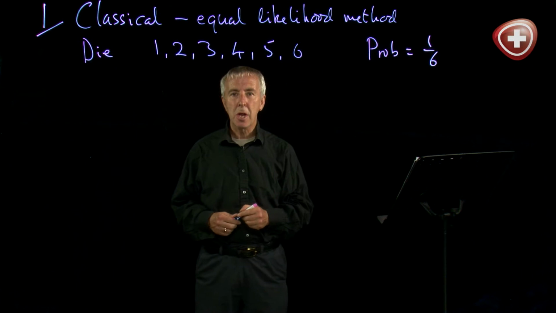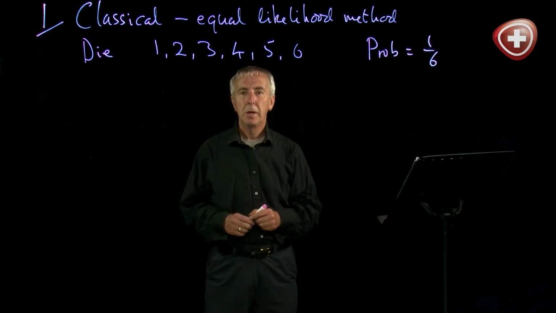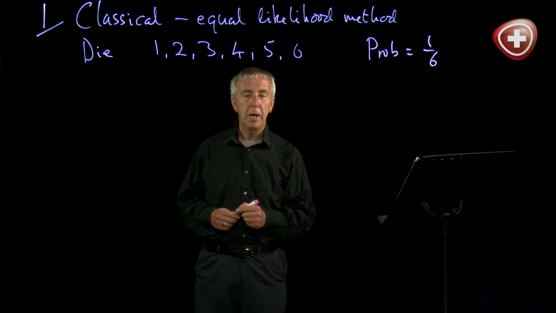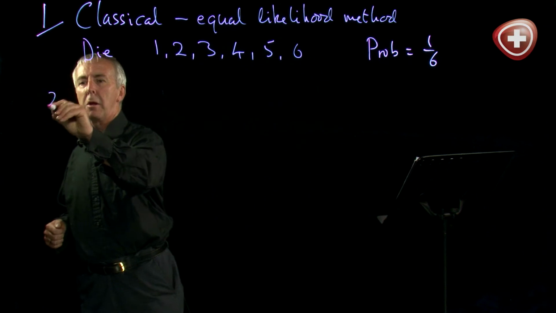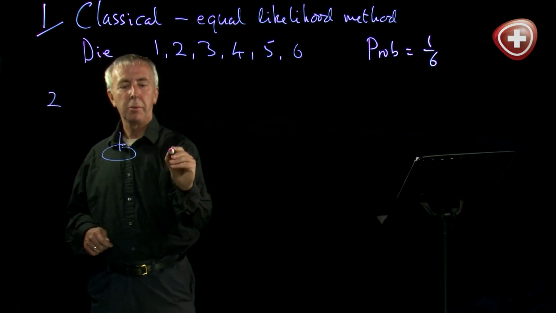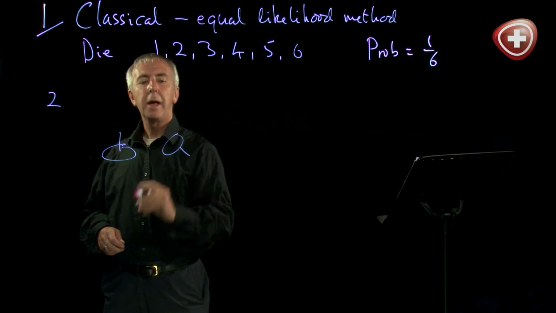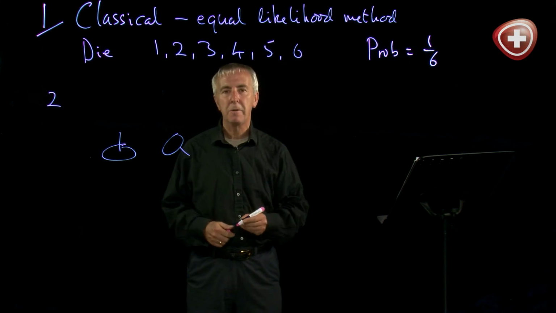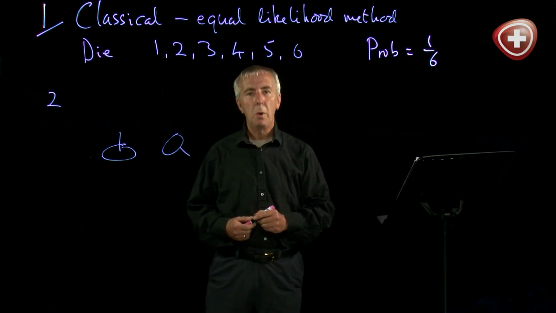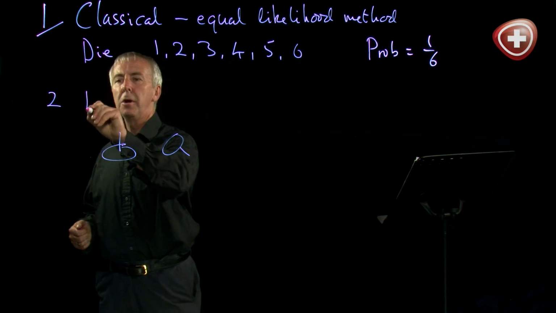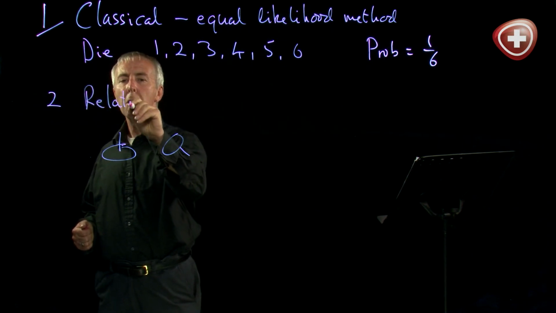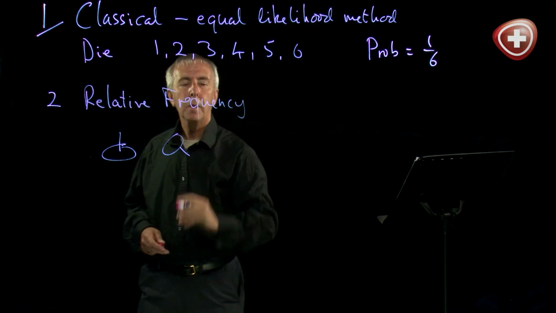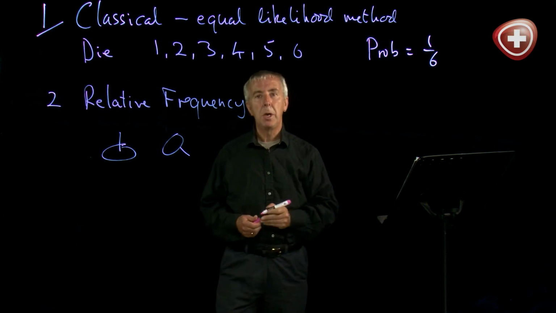However, some things don't have equal probabilities. If we think, for example, about tossing a drawing pin instead of a die, the drawing pin can land this way up, or it can land that way up. And they are not symmetrical. They're not equally likely because it's a very unsymmetrical object. So what we have to do in this case is what's called the relative frequency definition, where we actually just do the experiment lots and lots of times.